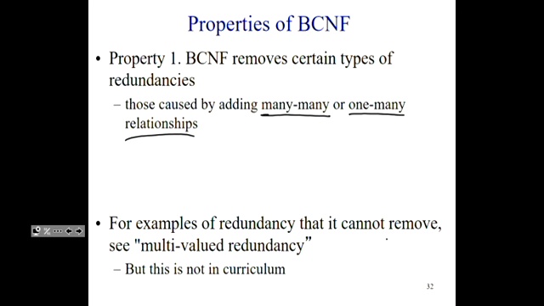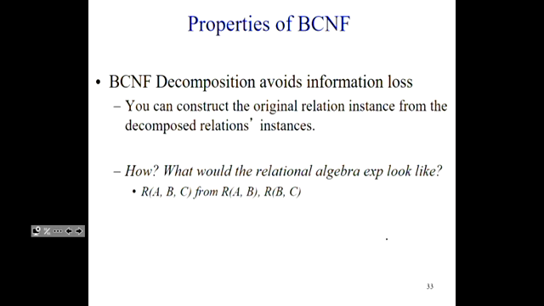There's one type of redundancy that it doesn't remove. This is called the multi-valued redundancy. This is not part of our syllabus. If you're curious, you can go take a look at the textbook. BCNF also avoids information loss.